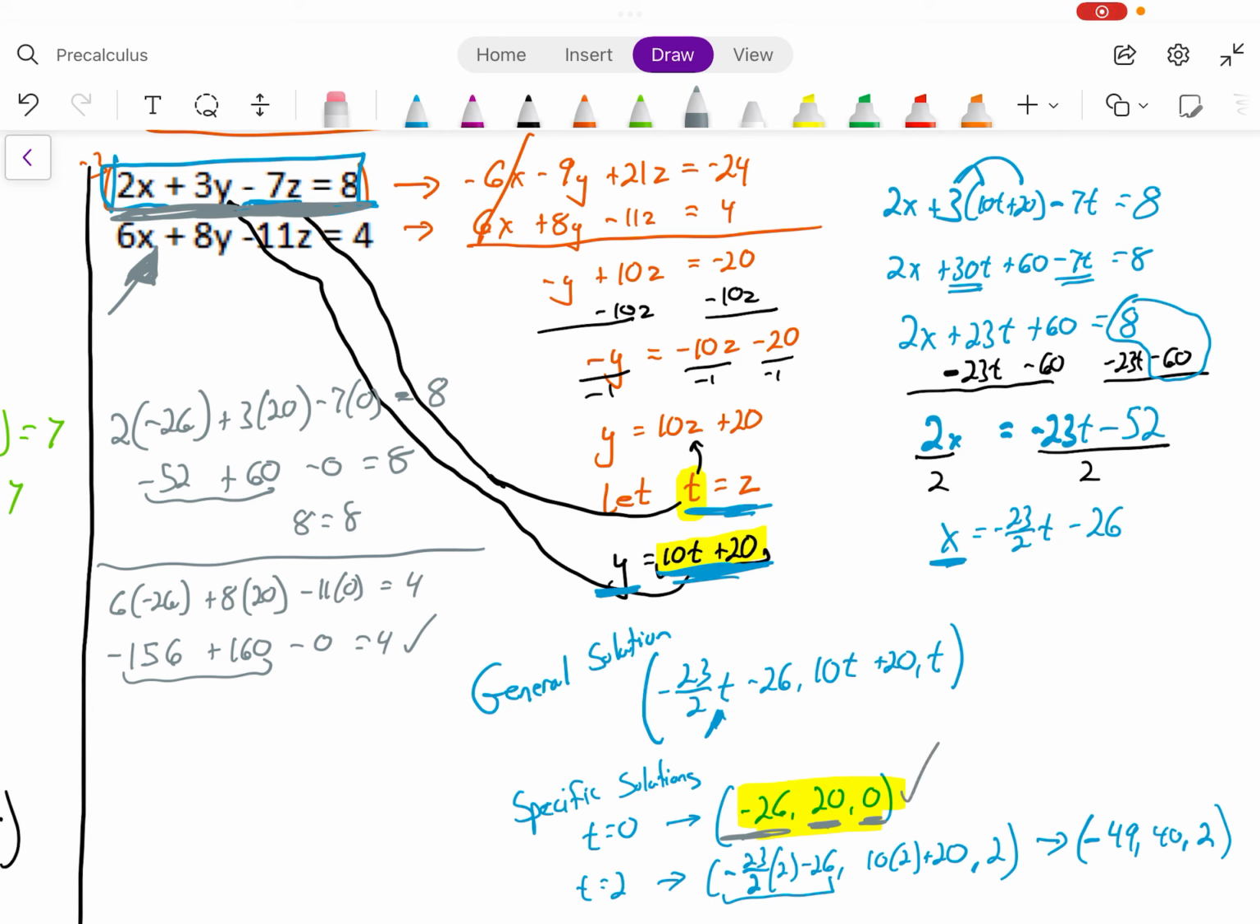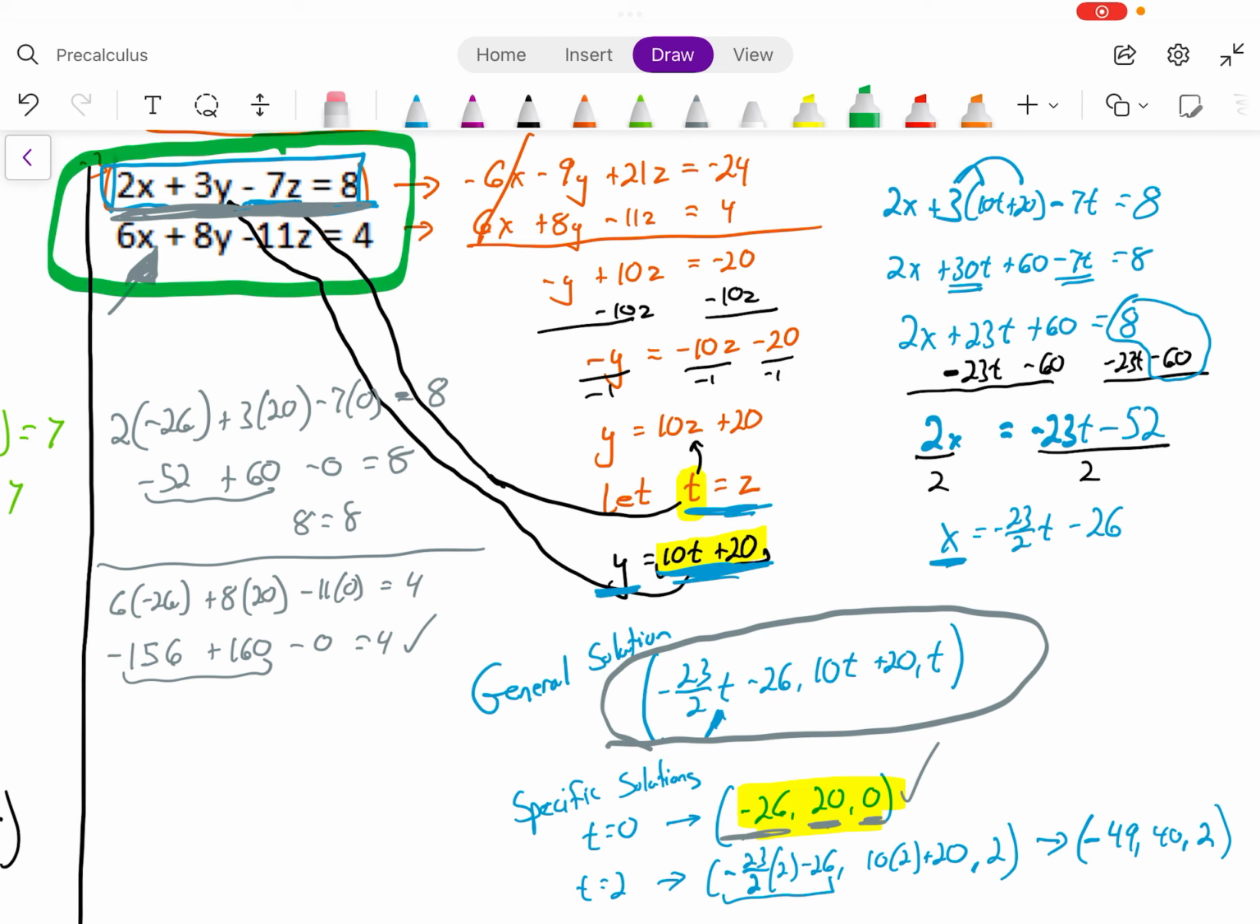Here's a general solution. Now, I told you I would explain this later. You can have other general solutions. It depends on what you eliminate first. If we would have taken our original equations and eliminated z first, that would have given us a different looking general solution. Would it have been correct? Yes, it would have been correct, but it would just look different. So there you have it.